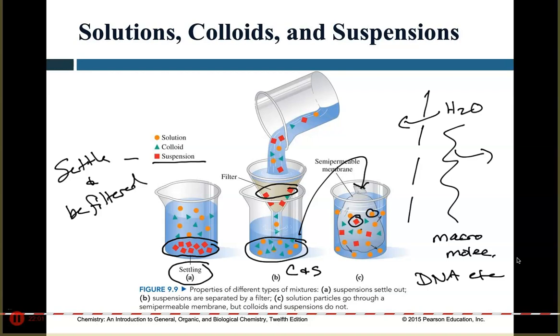Must be showing in the middle of a process. We're showing that the colloid is definitely stuck in the bag as we're watching the solute particles, the small ones, move out. I really like that visual.